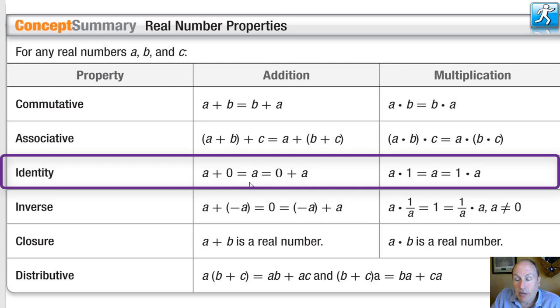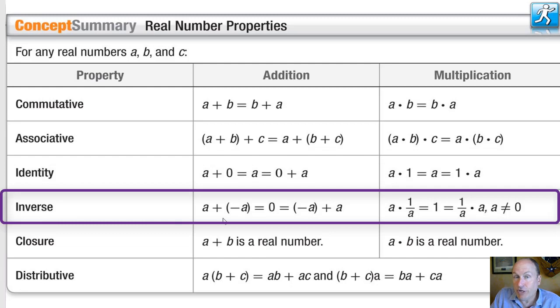We have not changed the number A. For multiplication, of course, if we were to use 0, we would actually turn the number into 0. So 1 is the identity property of multiplication that we use. So A times 1 is equal to A. If we multiply a number by 1, we do not change that number.